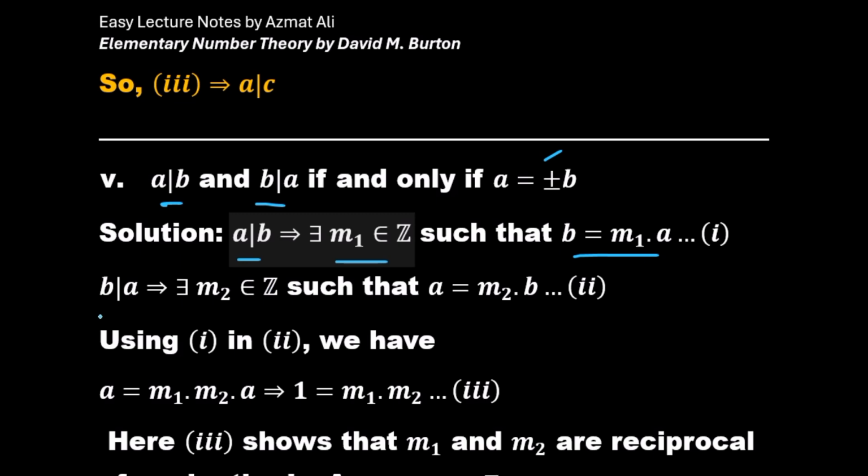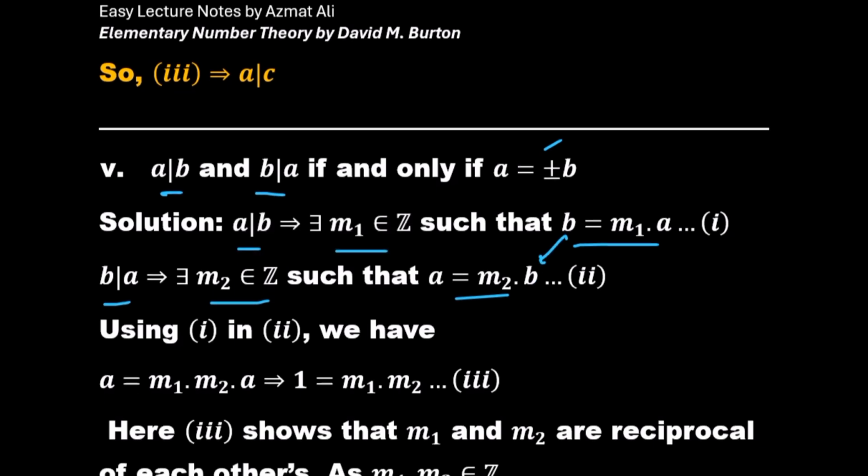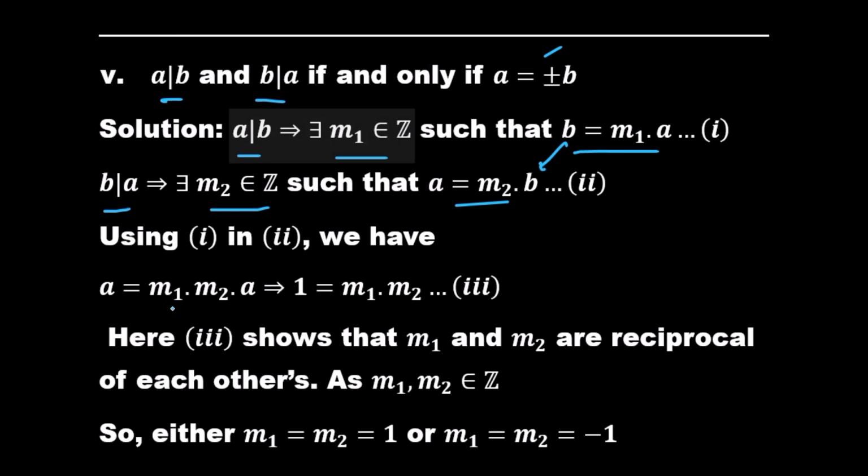When B divides A, this implies there exists an integer m2 belonging to Z such that we can write A is equal to m2 into B. Using 1 and 2, plugging the value of B in equation number 2, we have A is equal to m1 into m2 into A. By cancelling out A from both sides, this gives m1 into m2 is equal to 1.